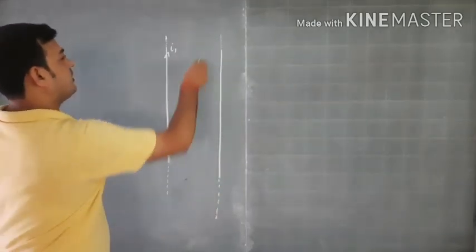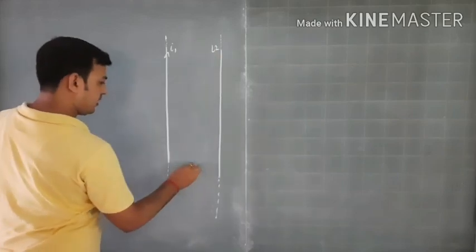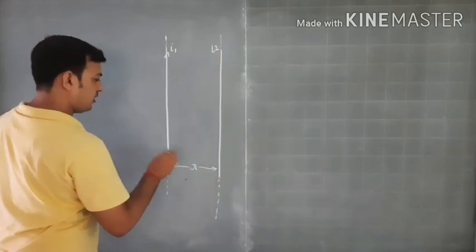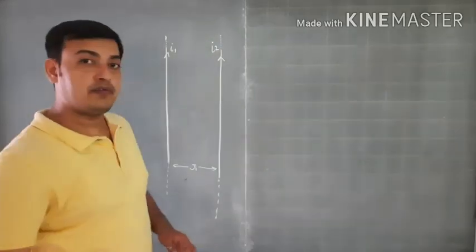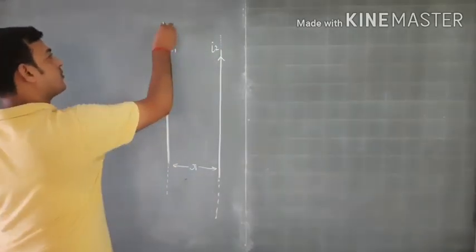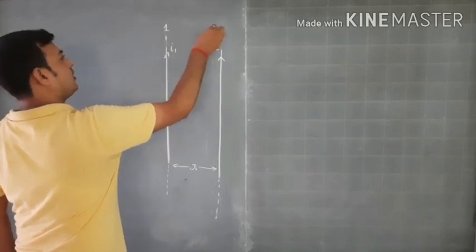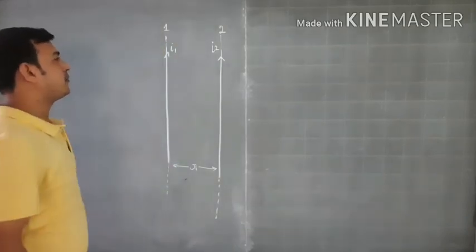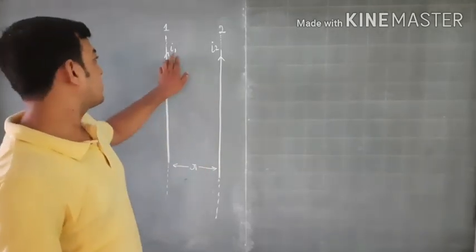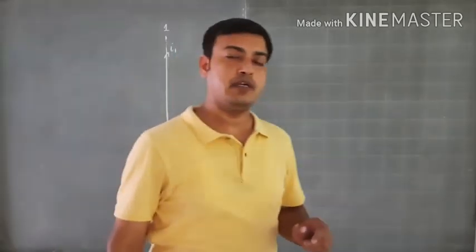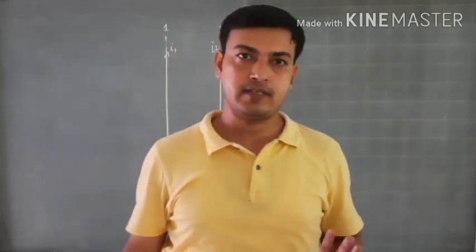Okay, and R is the separation between these two wires. Now we will see what will happen. Suppose this is my wire number 1 and this is my wire number 2. Definitely both wires contain current, so they will produce a magnetic field around them.